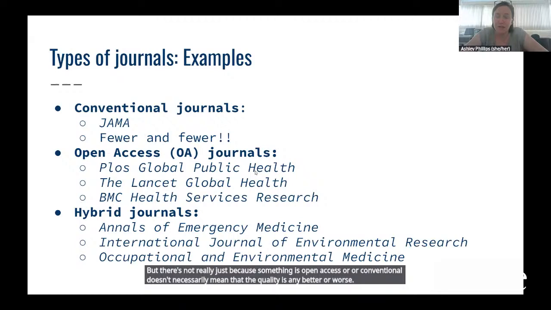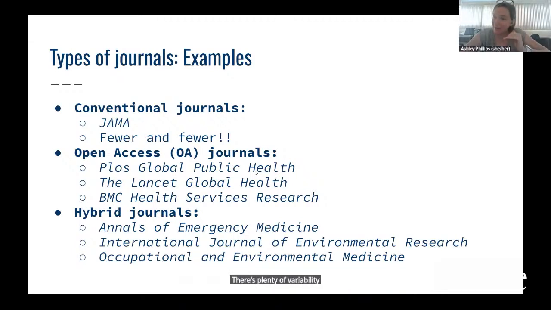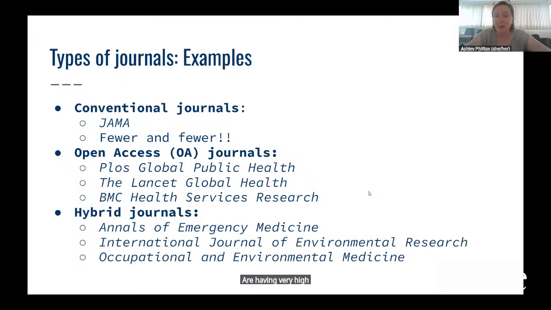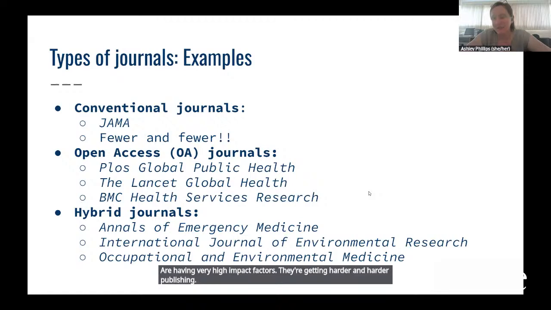There's plenty of variability in all of these categories. In the past, there used to be this attitude, 10, 15 years ago, that open access was just crap and anybody could publish in an open access journal. But many of these open access and certainly hybrid journals have very high impact factors. They're getting harder and harder to publish in. So it's not just some kind of blanket thing. Now, don't be fooled, because you can get in some trouble there, but we'll get to that in the end.